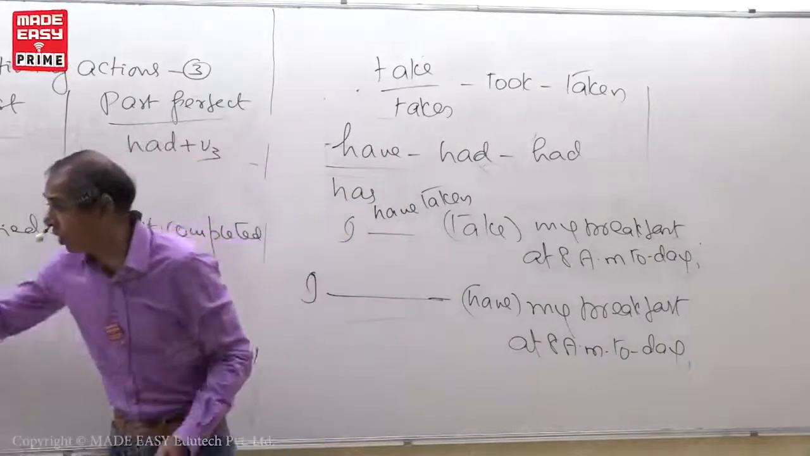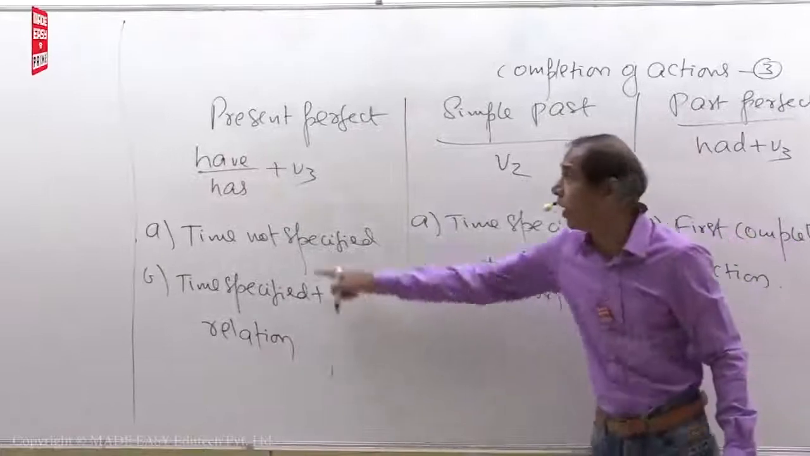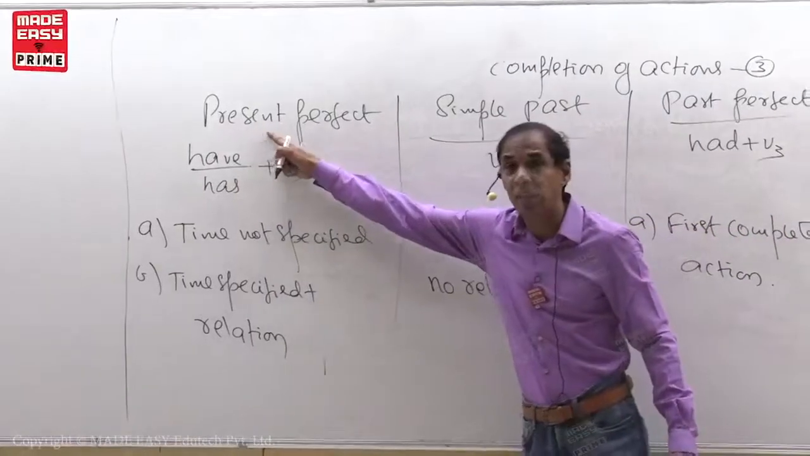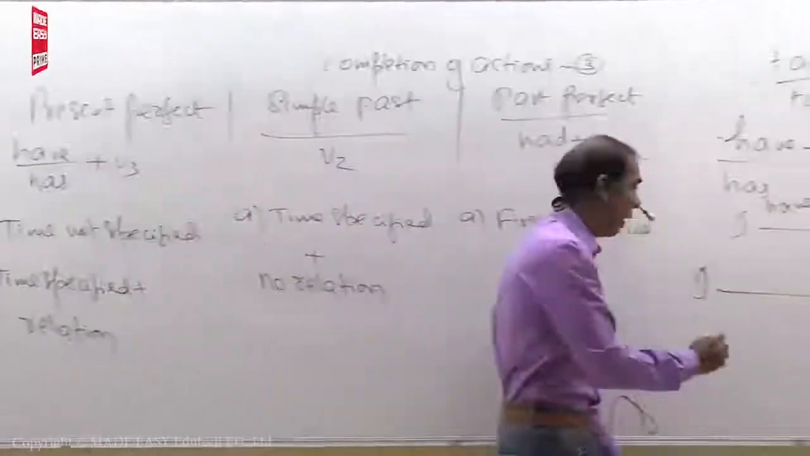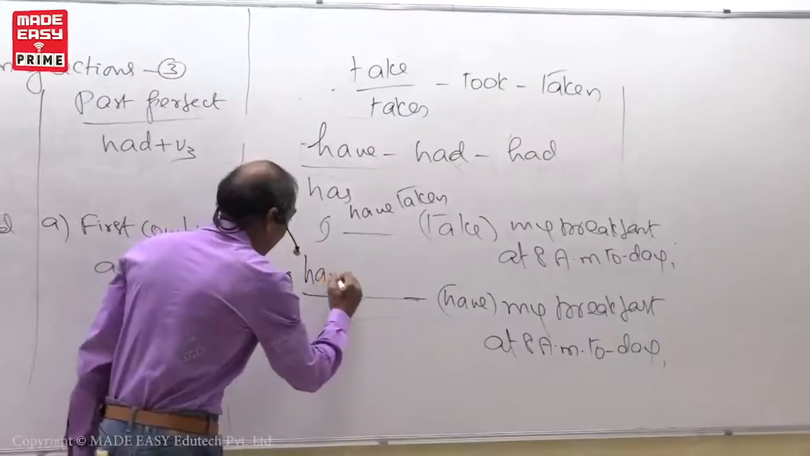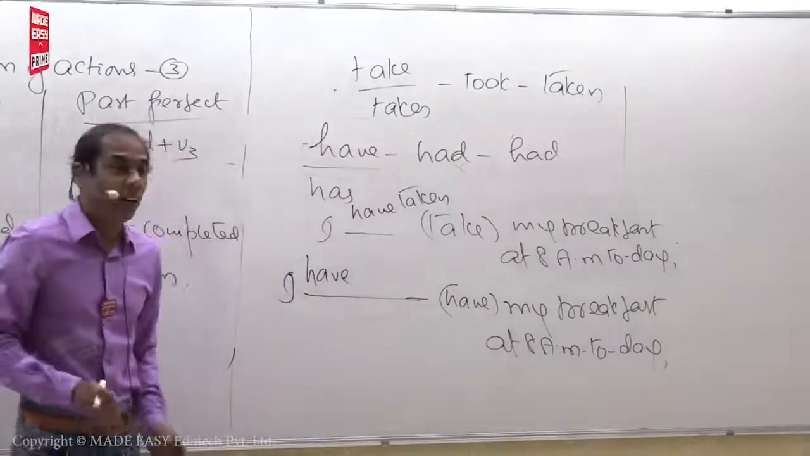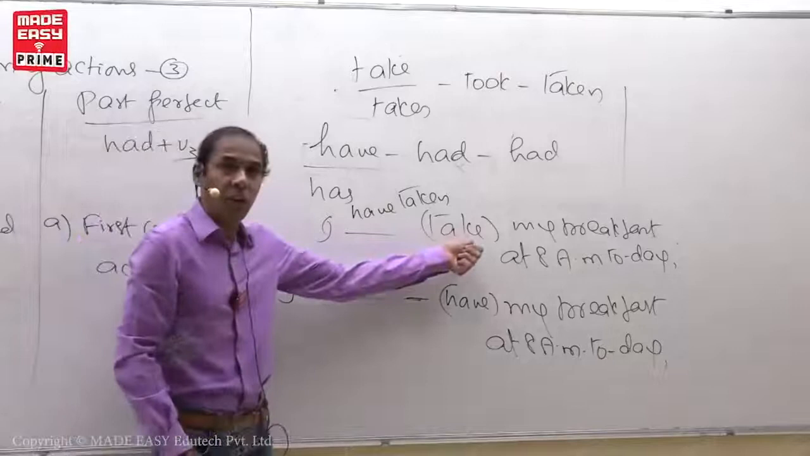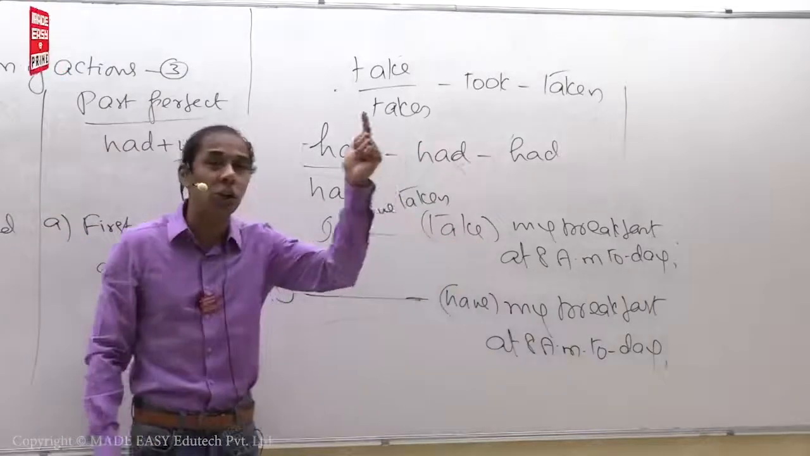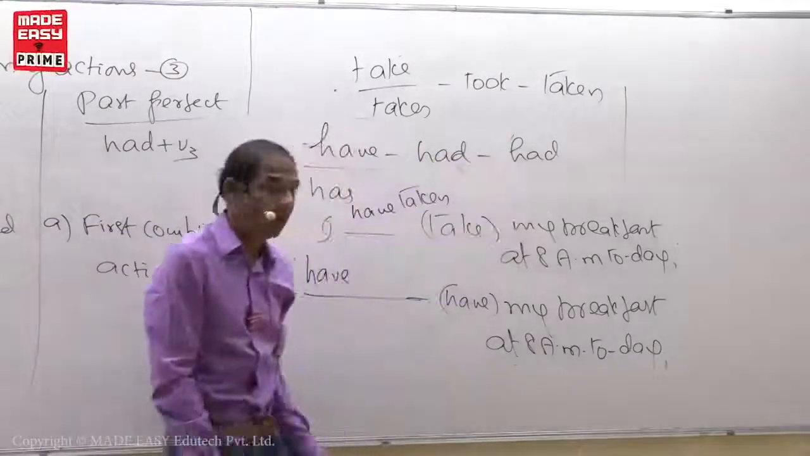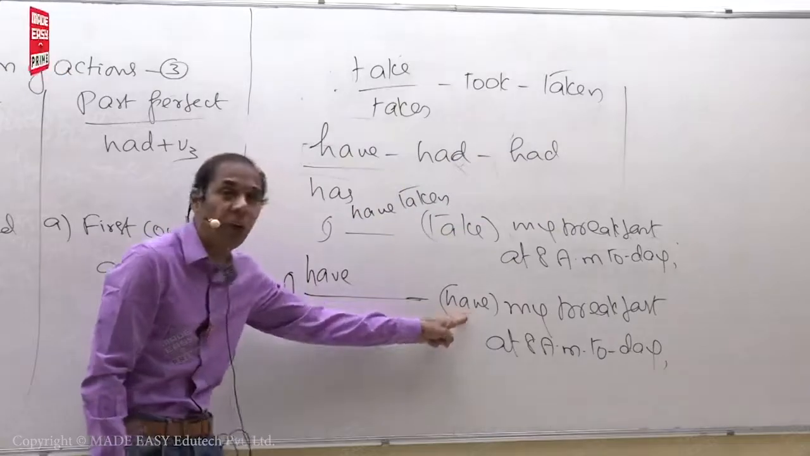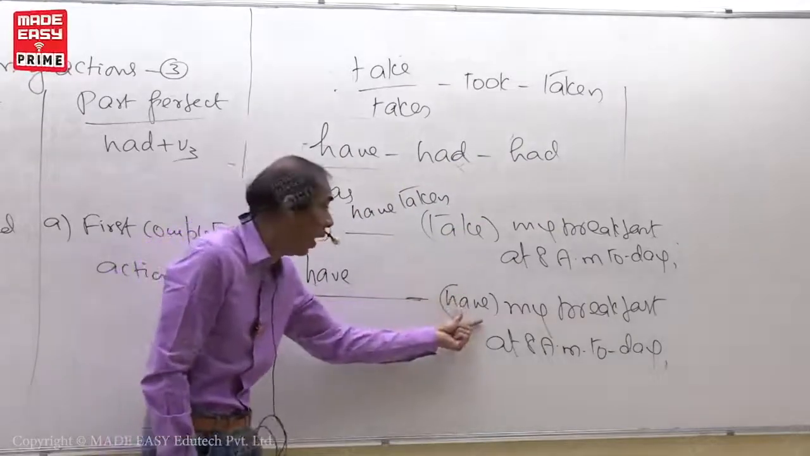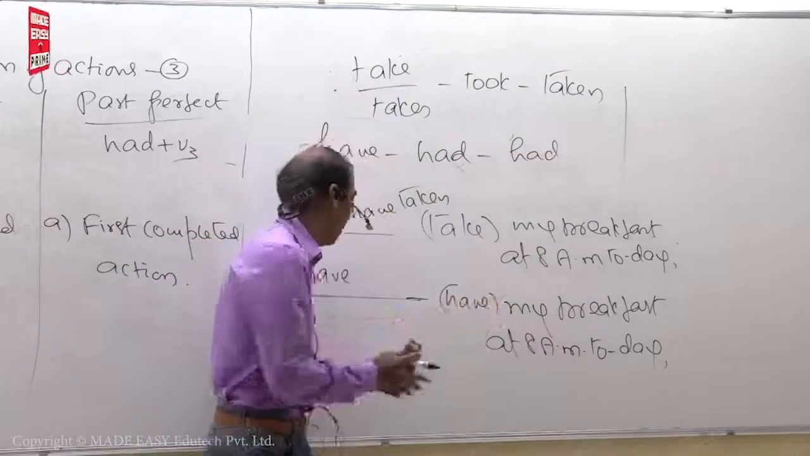And also we have a relation with time. Time specified plus relation. What is the tense? Present perfect tense. Formula: have by has plus V3. If you are given take, what is the V3 of take? Take, took, taken. But what is the verb given here? Have. So what is the third form of have? Have, had, had. I have had.